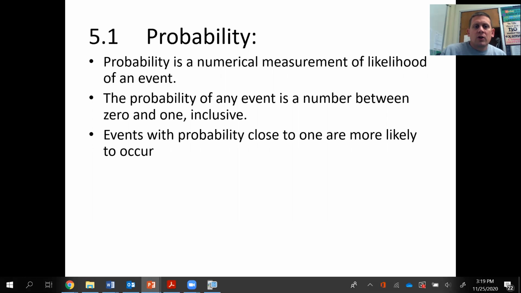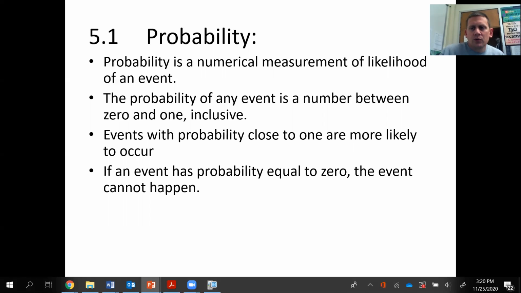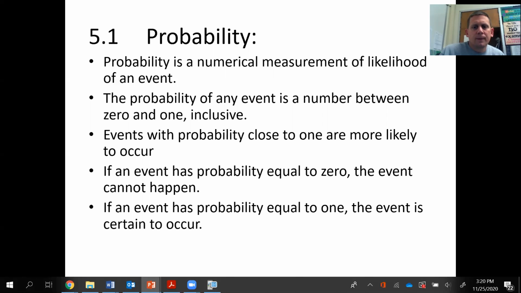Events with probabilities close to 1 are more likely to occur. So maybe there are no clouds in the sky or very few, it's very sunny. It's not very likely to rain, but it still could happen. Or it looks very gloomy and they're calling for rain, it just hasn't rained yet, so there's a very good chance that it's going to rain. That's the two comparisons there: close to 0 or close to 1.